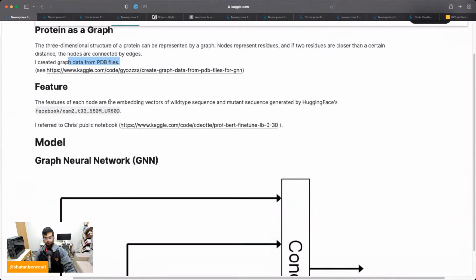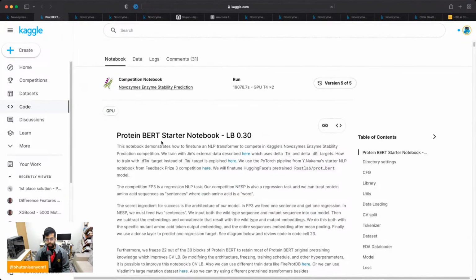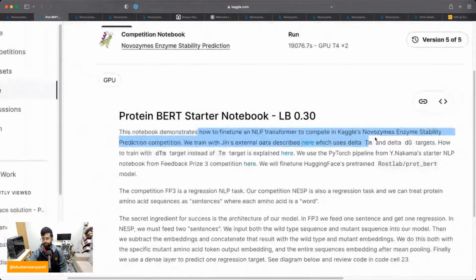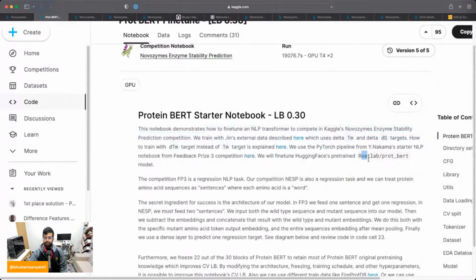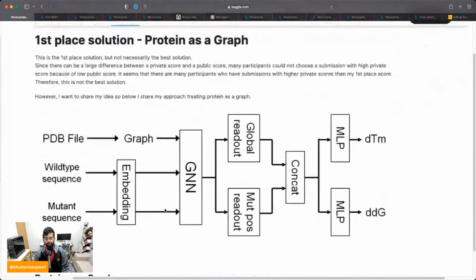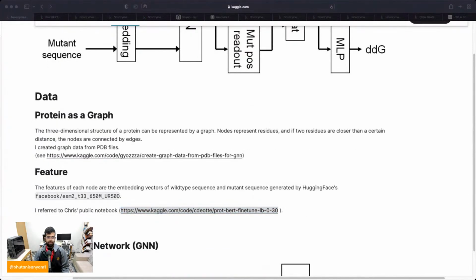The features of each node are the embedding vectors of the wild type sequence and mutant sequence generated by this particular model. And he had used Chris's notebook, where he had shown everyone how to fine tune BERT and how to use those embeddings. This notebook demonstrated how to fine tune an NLP transformer for this particular competition, and it had used some external data set. So he had used ProtBERT in this notebook, but then Ekplank went ahead and tried other models. So this is one example where if you use a public kernel and tweak different minute things, you can actually find them very useful.